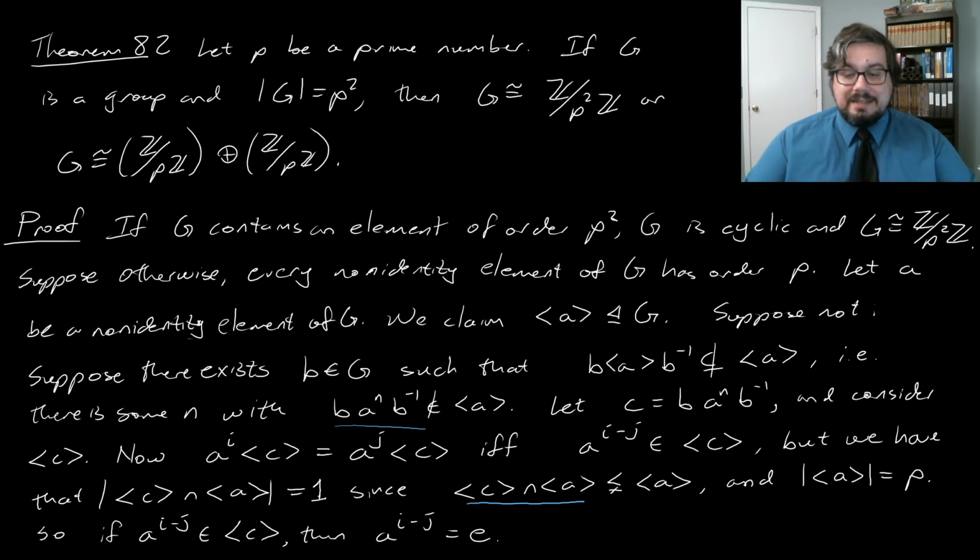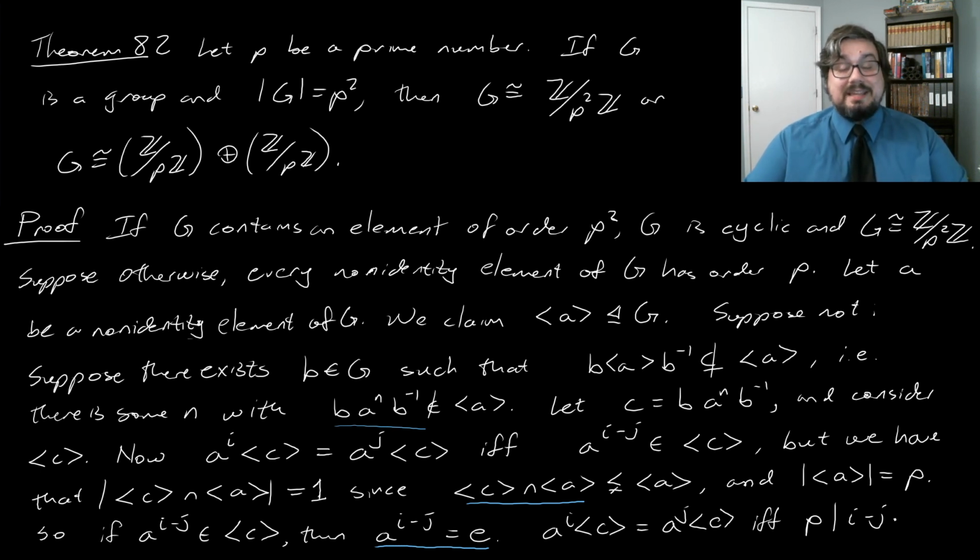So the result is that A to the I times the cyclic subgroup generated by C is equal to A to the J times the cyclic subgroup generated by C if and only if P divides I minus J. Because if we're in this case where A to the I minus J equals the identity, then that means that P has to divide I minus J, because P is the order of A.